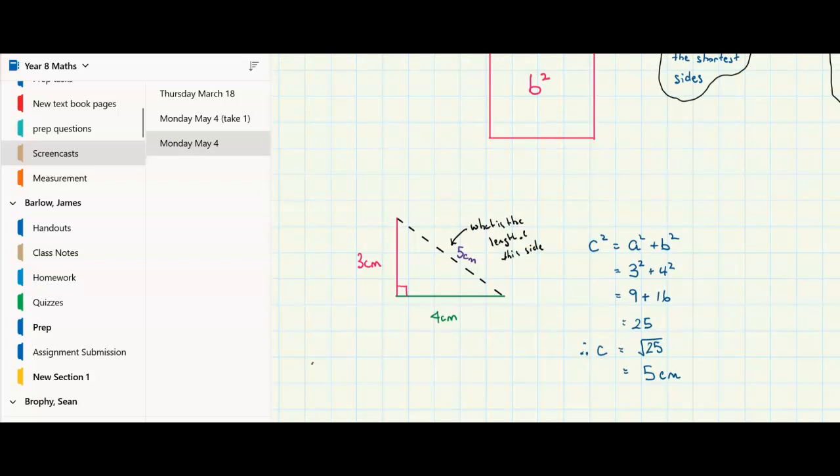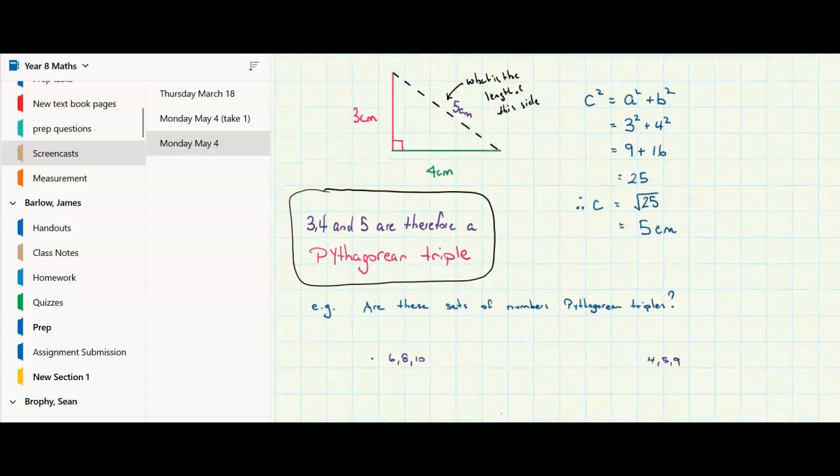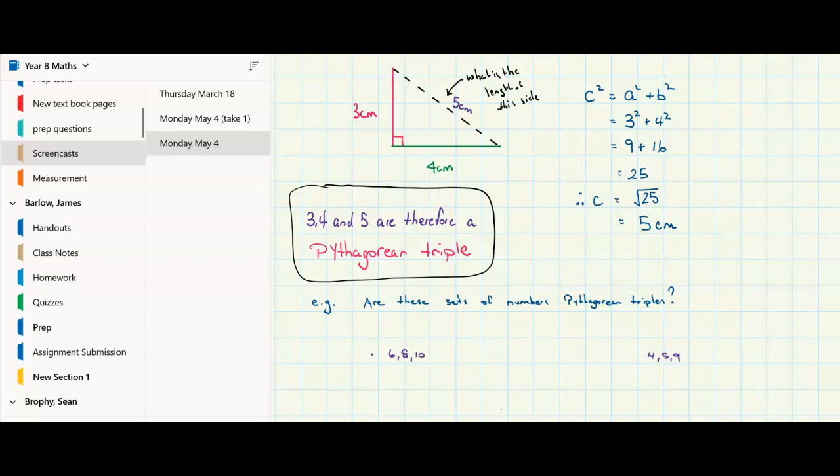So 3, 4, and 5 are therefore a Pythagorean triple. That's a big old word, isn't it? Pythagorean triple. You guys are doing well here. 3, 4, and 5 are therefore a Pythagorean triple. Why? Because you can make a right angle triangle out of them. How do we know? Because 3 squared plus 4 squared equals 5 squared.